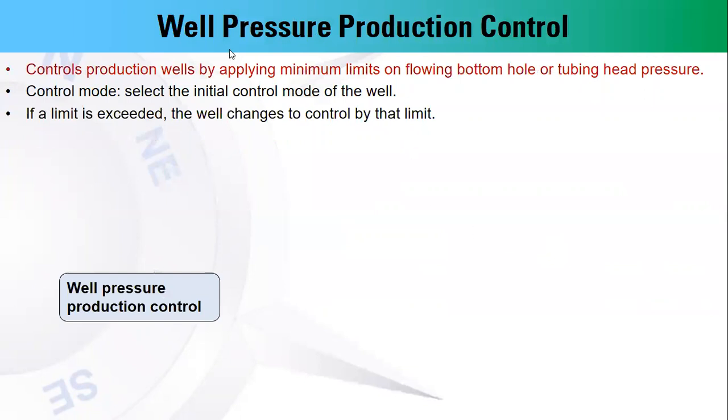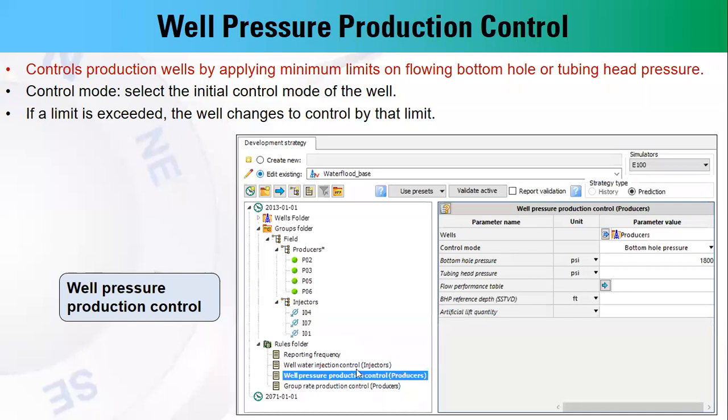Next is well pressure production control. This rule is used to control the production wells by applying a specific minimum limit for the bottom hole pressure, like this. This is the group of wells for the producers in this model. The control mode is the bottom hole pressure, and this is the applied minimum bottom hole pressure using this well pressure production control.